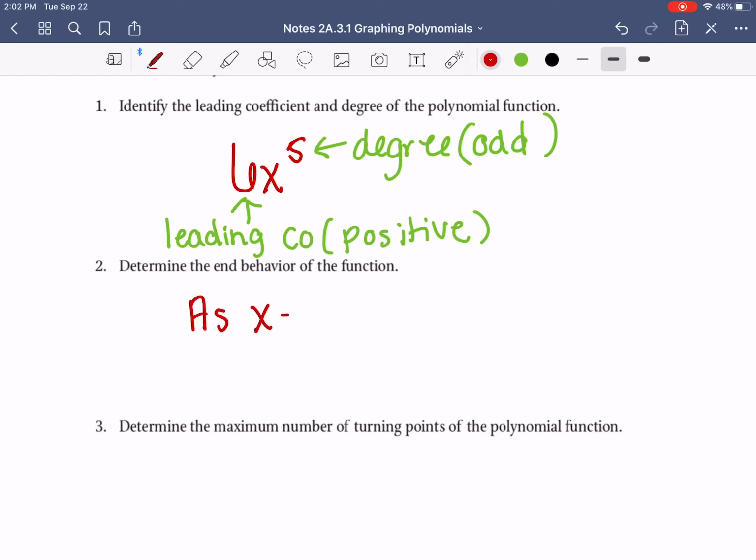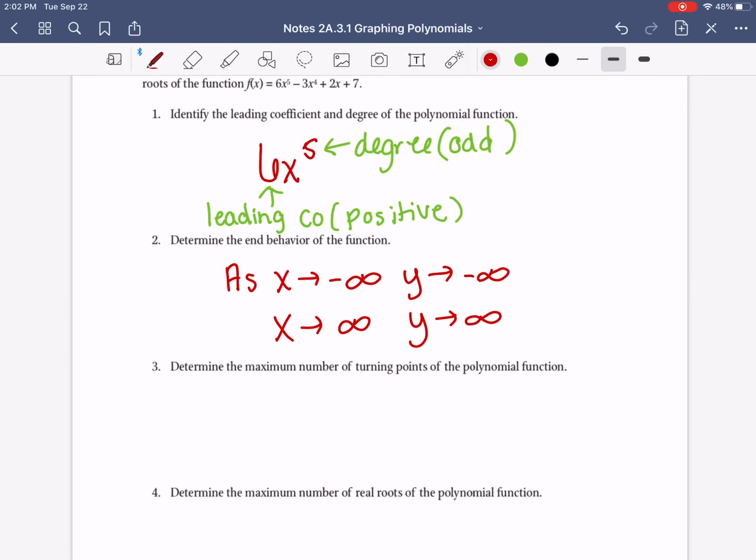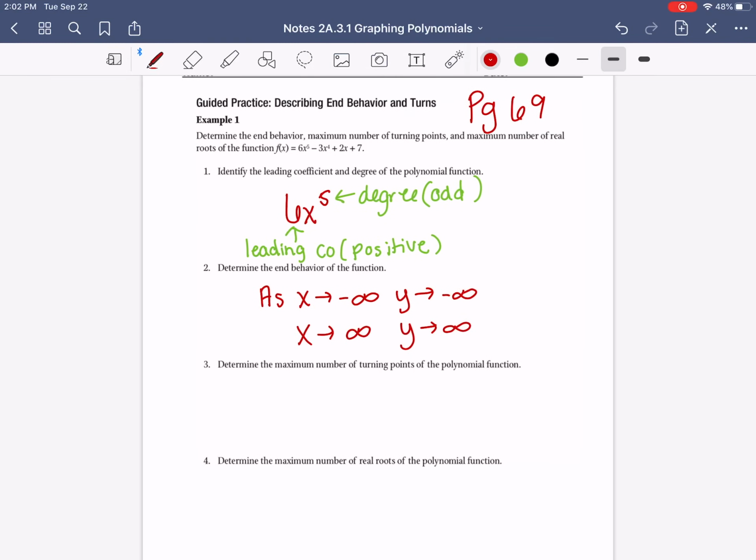You write as x approaches negative infinity, that's the left side of the graph, y approaches blank, as x approaches positive infinity, that's the right hand side of the graph, y approaches blank. If it's an odd degree, these y's are going to be opposites, and it's going to end going positive. So it's negative infinity, positive infinity, it has a positive slope. And that's all you have to do for end behavior.